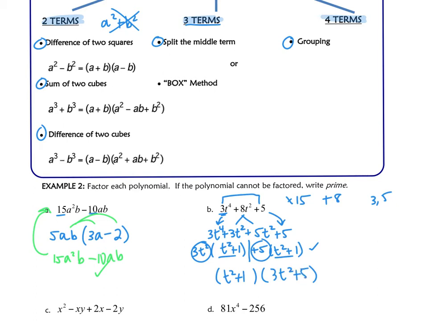Now, we don't necessarily know that we're done yet. We need to ask ourselves, do either of these factor more? No. T squared plus 1 is an addition of squares, or sum of squares. That doesn't factor, though. 3t squared plus 5 also does not factor. So we are finished. If you wanted to check your answer, you could multiply those two binomials out, and you should end up back where you started.